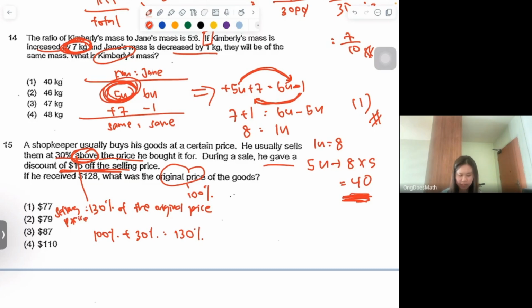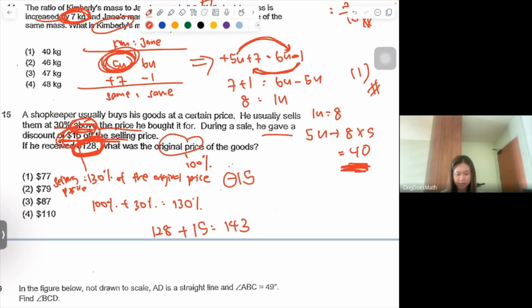After that, he gave a $15 discount. That means the person has to pay less. So after that, the person pays $15 less. And how much did the person pay? The person paid $128 in the end. So to reverse everything, since here you minus, to reverse you plus 15. So that should give you 143. 143 was the selling price, which was 130% of the original price.